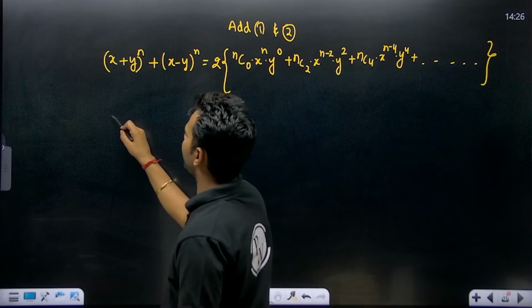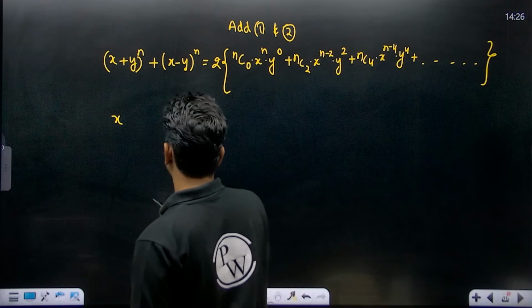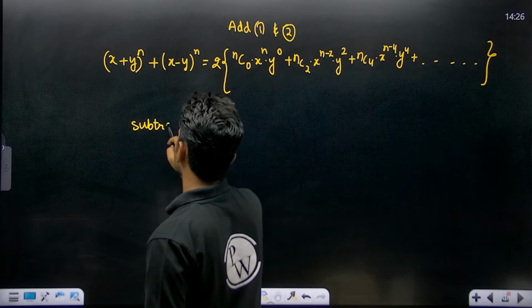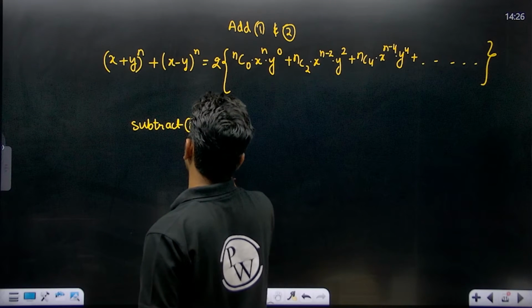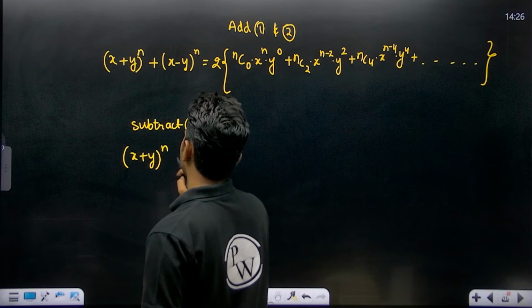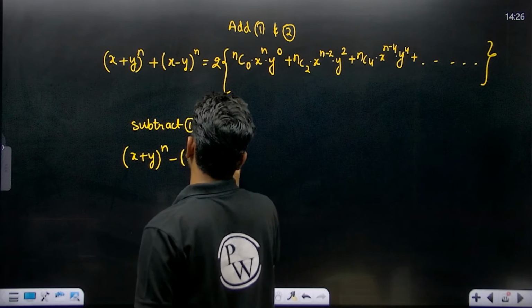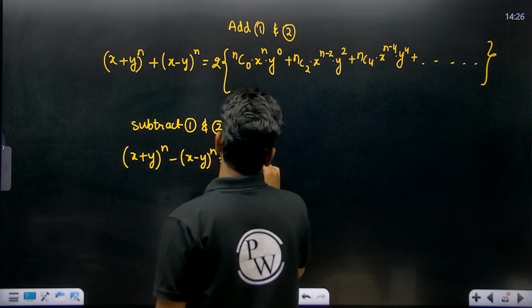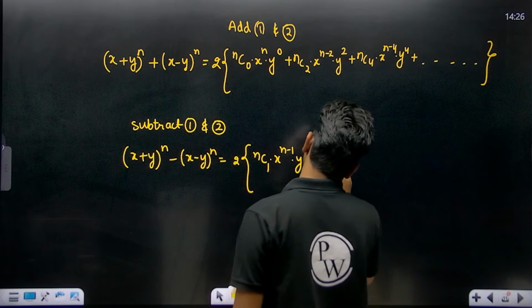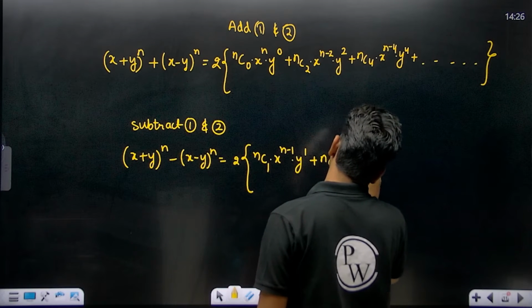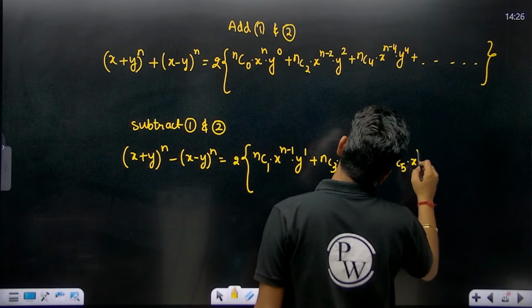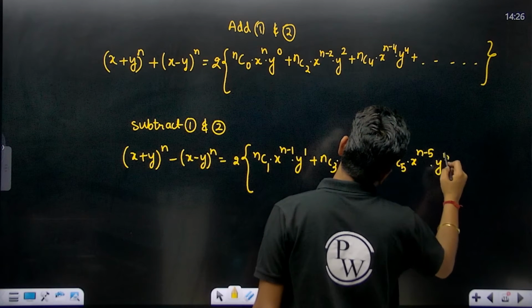Whereas if you subtract 1 and 2, on the previous page, let me show you as well, you're going to get something like this: (x plus y) to the whole power n minus (x minus y) to the whole power n is equal to twice of nC1 into x to the power n minus 1 into y to the power 1 plus nC3 into x to the power n minus 3 into y to the power 3 plus nC5 into x to the power n minus 5 into y to the power 5, and so on.